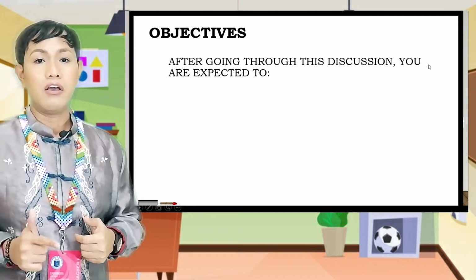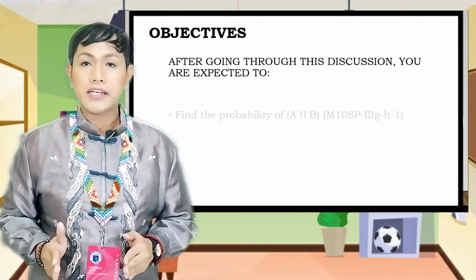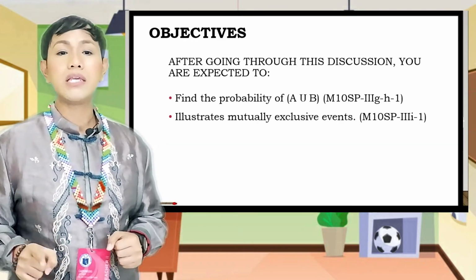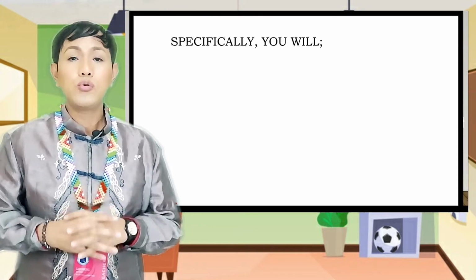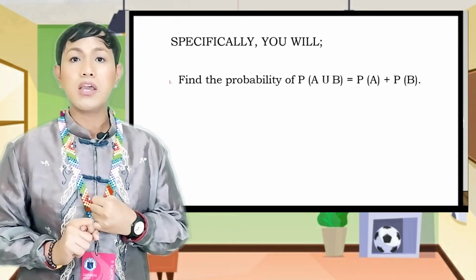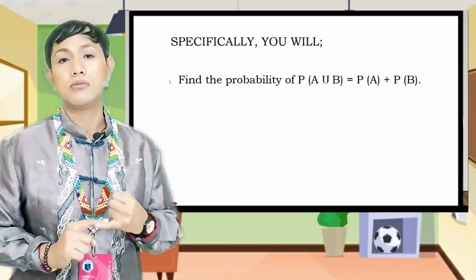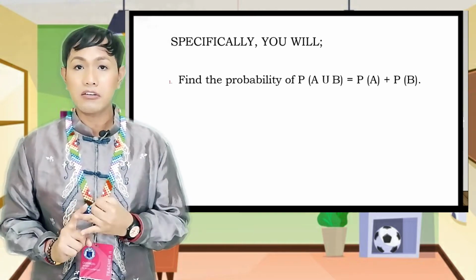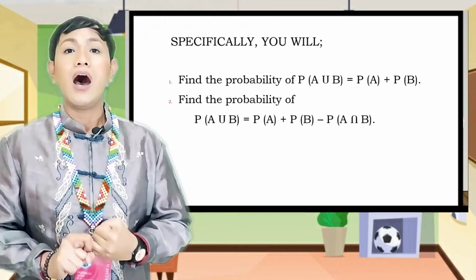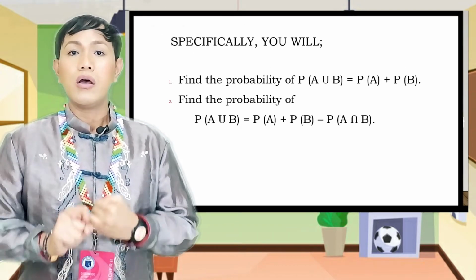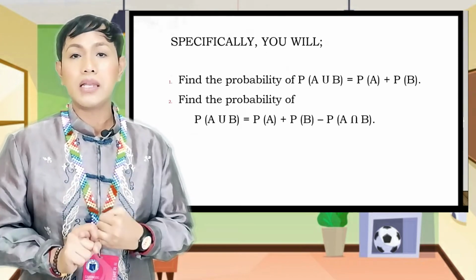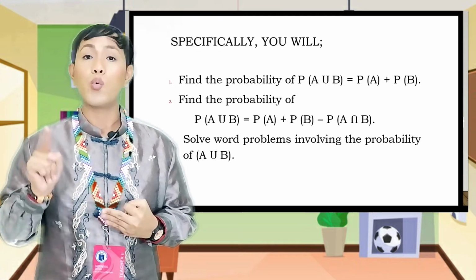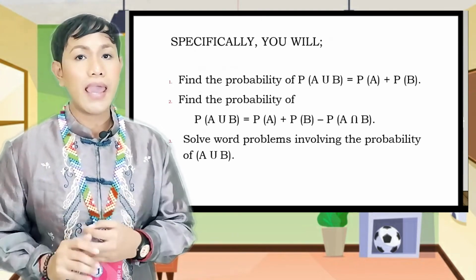After going through this discussion, you are expected to find the probability of A union B. And second, we are going to illustrate mutually exclusive events. Specifically, you will be able to first find P of A union B, which is equal to P of A plus P of B, which means the probability of A plus the probability of B. Second, we are going to find the probability of A union B, which is equal to the probability of A plus the probability of B minus the probability of A intersection B. And third, we shall be able to solve word problems involving the probabilities of A union B.